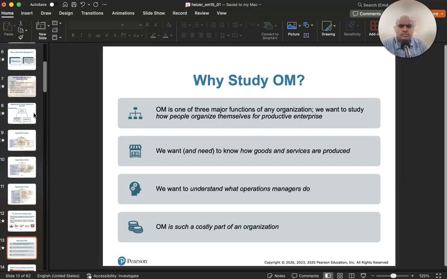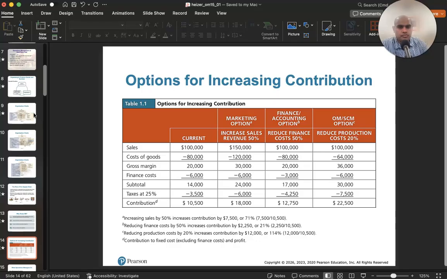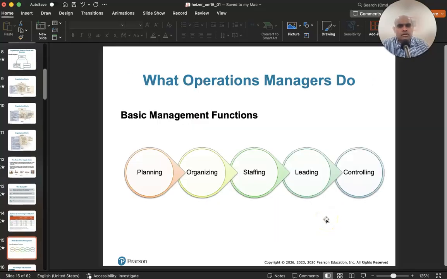So why should we study OM? Like I said, it's a big part of any company, and there are lots of jobs out there for OM. Right, and this is what I was talking about. If you look at what percentage of a company's sales or cost of goods or anything that you look at, if you have the option of putting money in one of these three to see how your contribution increases, you'll always notice that the operations contribution is always higher than the other contributions, right?